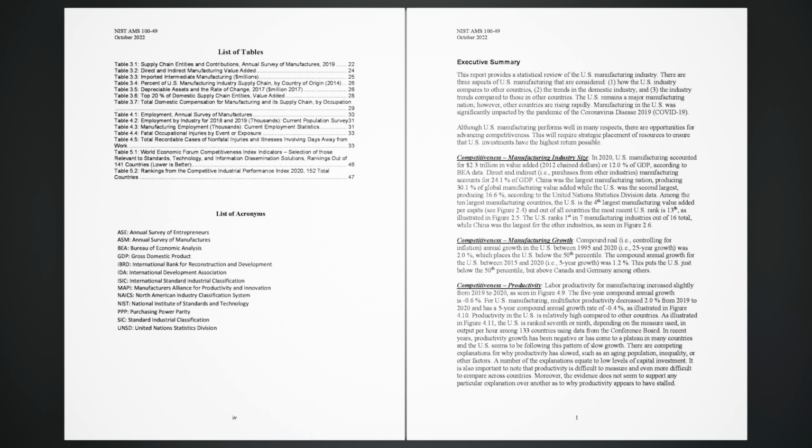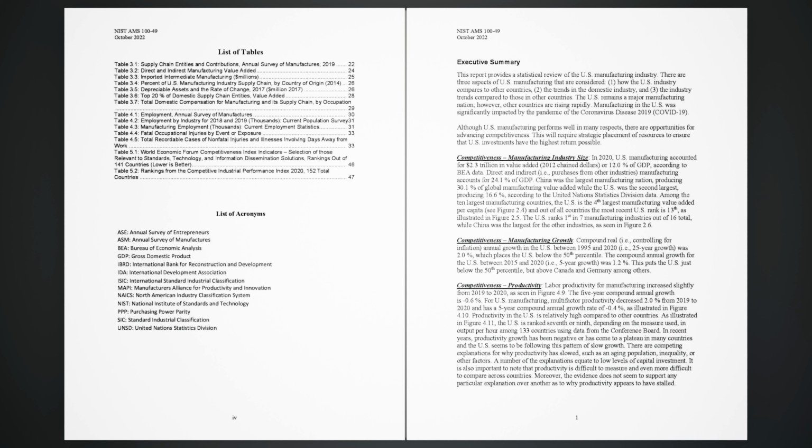Competitiveness. Manufacturing industry size. In 2020, U.S. manufacturing accounted for $2.3 trillion in value added, 2012 chain dollars, or 12.0% of GDP, according to BEA data. Direct and indirect, that is, purchases from other industries, manufacturing accounts for 24.1% of GDP.